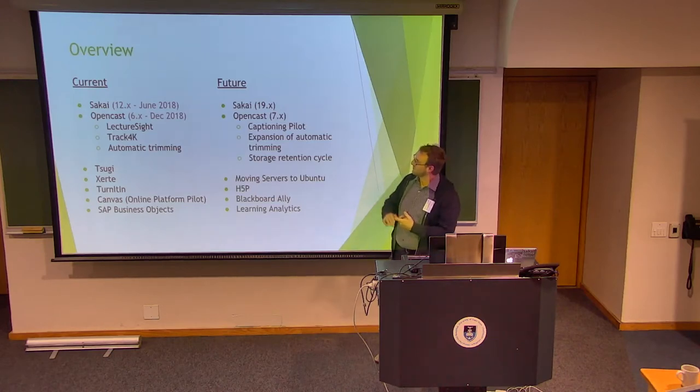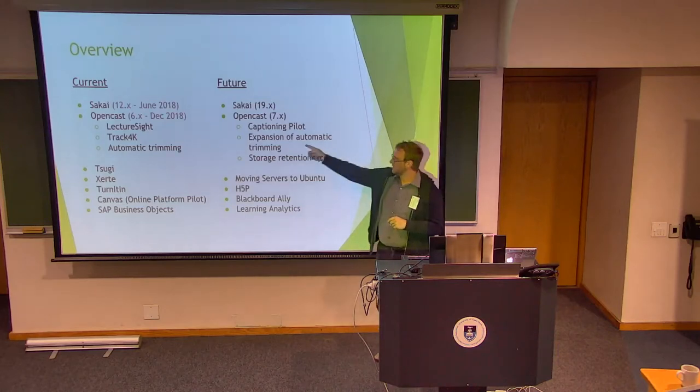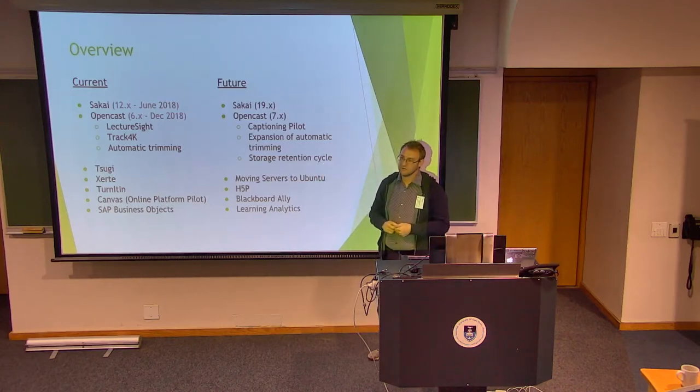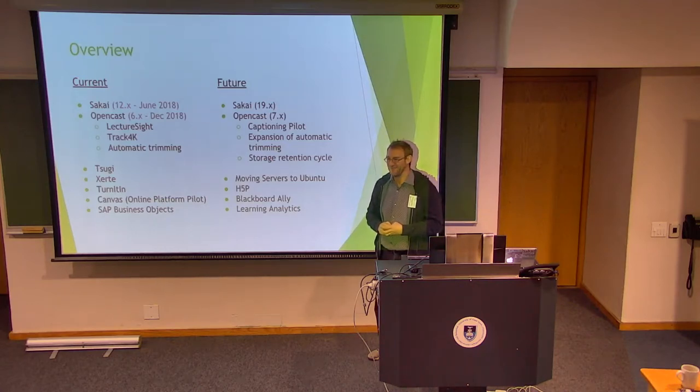So in the future, the next year, we plan to upgrade to Sakai 19, Opencast 7. We're doing the capturing pilot. We're expanding the automatic trimming. At the moment, it's only available in, I think, 10 venues. So out of the 118 that we have, we will expand the number of venues. And then we're implementing a storage retention cycle. So we estimate by 2020, we will have 225 terabytes of space in terms of usage. So we need to implement a retention cycle to just manage that.